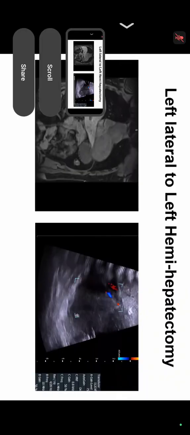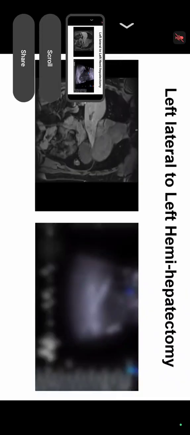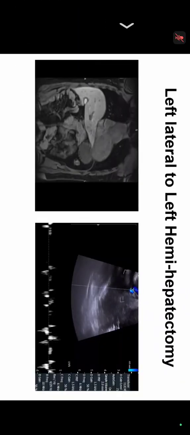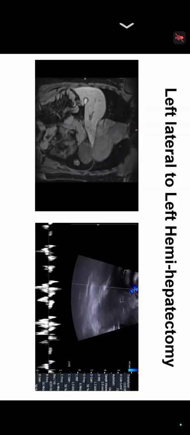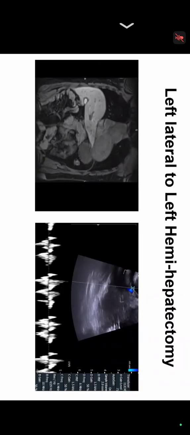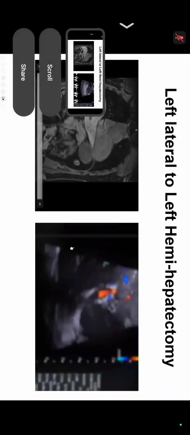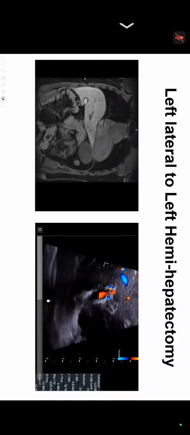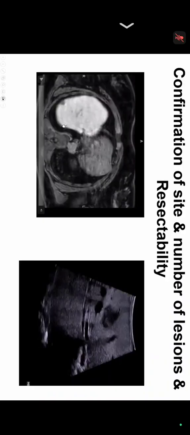Now you could ask, well, maybe the gap between the MRI and the ultrasound scan is actually much longer. I promise you it wasn't. It was literally a few weeks. But intraop ultrasound scan is the key here because there's a complete change of plan from left lateral to left hepatectomy. Another patient where the MRI scan was literally a few days old, it missed completely 2 tumors.